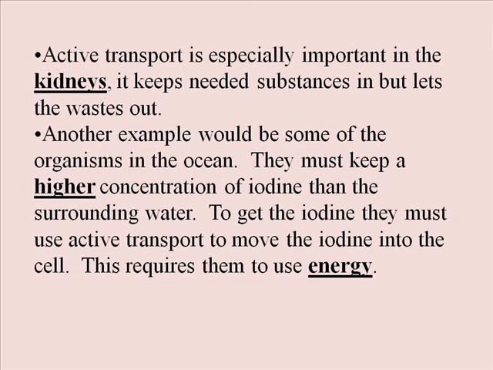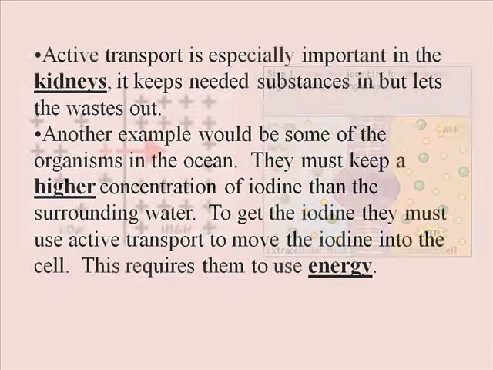Another example are ocean-dwelling creatures. Ocean-dwelling creatures have to have a chemical called iodine in them. They already have a lot, but they need to get more from the surrounding water. So to get the little bit of iodine from the water into the sea creature that already has a lot, this is going to need to use active transport, and the cells will have to use energy to get it there.